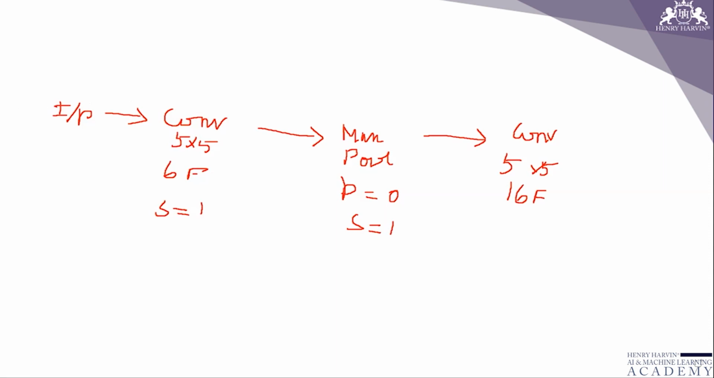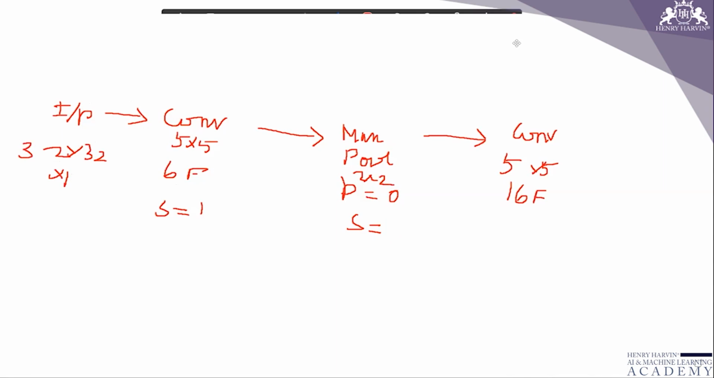Here we have an input image, 32 into 32 into 1. Then we have convolution 5 cross 5, 6 filters, and stride 1. Hope it is clear. And then we have maximum pooling, which is again 2 cross 2, and here the stride is equal to 2. Sorry, let me clear this. So here the stride is equal to 2. No need to bother about padding, here there is no padding. So stride is equal to 2.